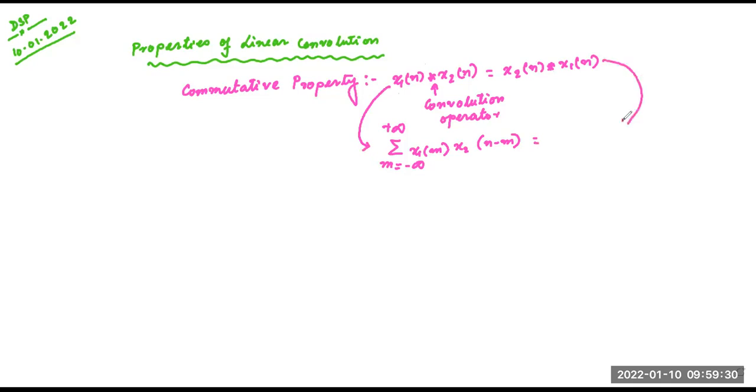What does it mean? It means summation of m equals to minus infinity to plus infinity x2 of m into x1 of n minus m. So look at the difference. Here the second signal is shifted, but here the first signal is shifted. The two are not actually equal, but due to the commutative property of convolution, they are equal.